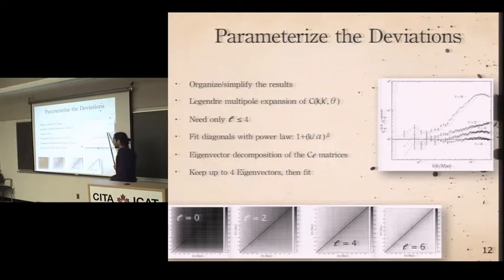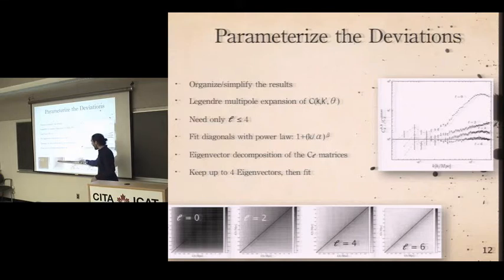This is for the diagonal. Here are the other diagonal elements. This is L equals 0, L equals 2, L equals 4. And again, by the time we reach L equals 6, it's almost an identity matrix, which is the Gaussian prediction as well. So it seems that we only need 3 multipoles. That saves a lot of time and space for computers. And also, this is very smooth. We can fit these 3 multipoles with a power law.